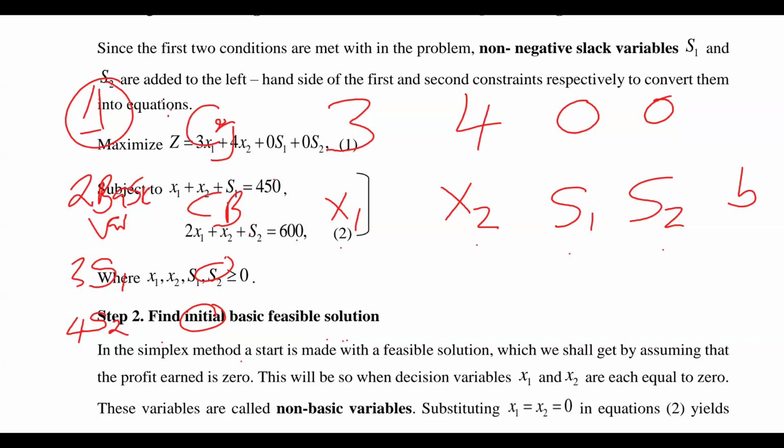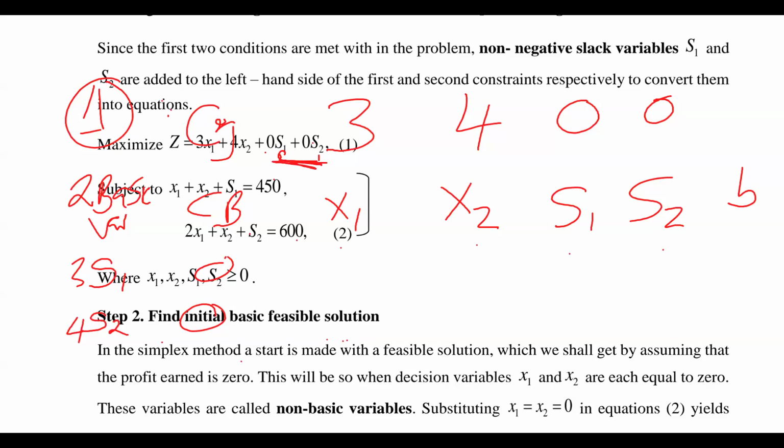So the first one you put is the CJ, which is the first maximization. What are the coefficients of the objective function? The coefficients of the objective function. And then the basic variables, S1 and S2, those that you added. And then the CB, which is the coefficients of the basic variables. This is 0 and 0.